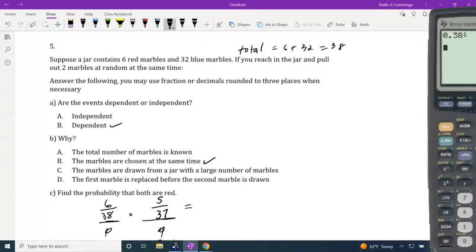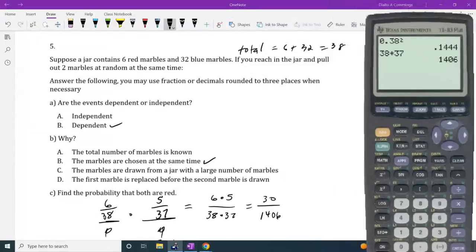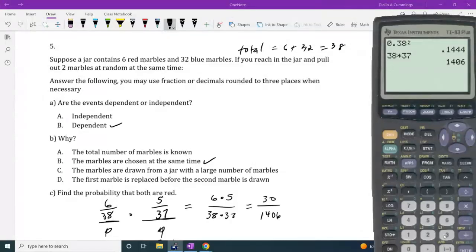All right, so when you multiply fractions, you multiply the numerators and multiply the denominators. So we have 6 times 5 divided by 38 times 37. 6 times 5 is 30. 38 times 37 is 1406. And 30 divided by 1406 is, rounded to 3 decimal places, 0.021.